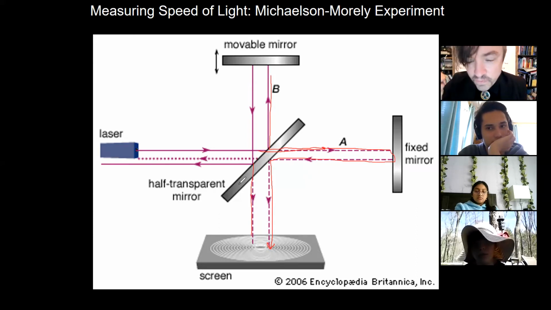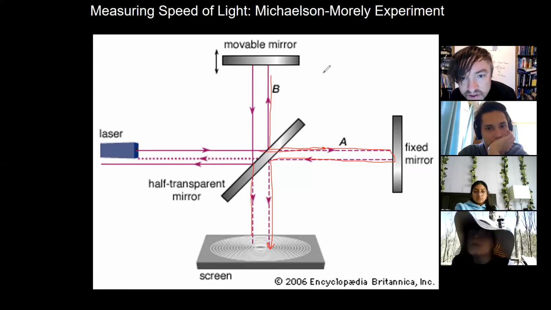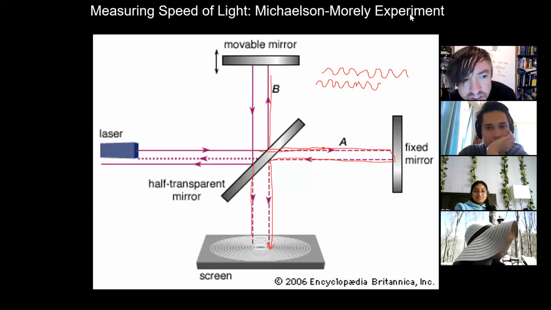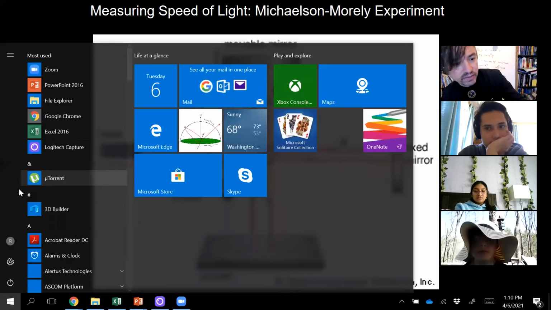If I move the mirror by a microscopic quantity in distance, the two waves of light will become slightly out of phase. So instead of traveling the exact same distance, one wave travels a little bit longer than the other, and the two waves, I'm not drawing this very well, are out of phase with each other. And what they do is they create a diffraction pattern.